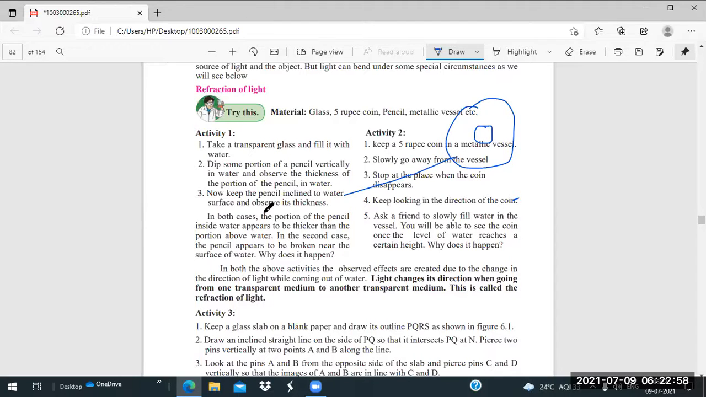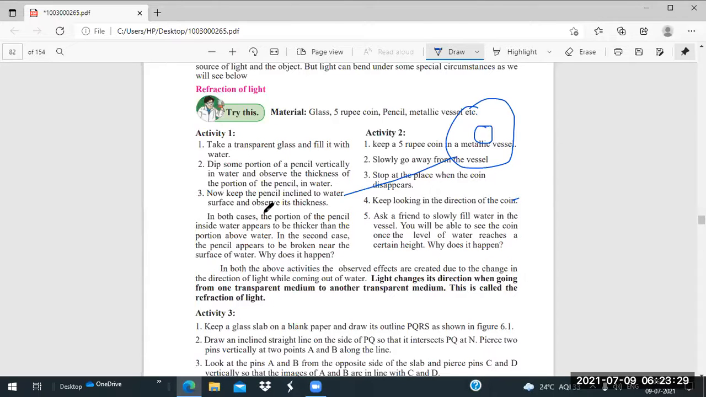Fill the water in the vessel. Then what will happen there? Again, you'll be able to see the coin. Why does this happen? Because when the coin is kept in the vessel, that time it was not a transparent medium. But when you put water in that vessel, that time it's a transparent medium. So due to that reason this happens, and this is our refraction of light.